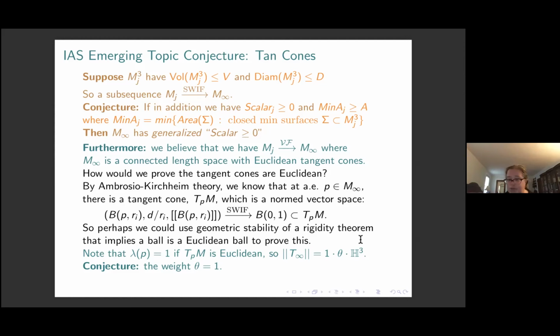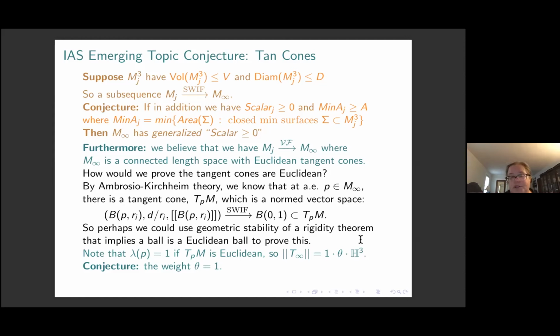We wouldn't have a splitting theorem. There is no real splitting theorem for scalar non-negative. There's one that's stated that people could look at, but when I discussed it with Chodosh and Eichmair, they were not so confident that that sort of splitting theorem would be natural to extend to a limit space.